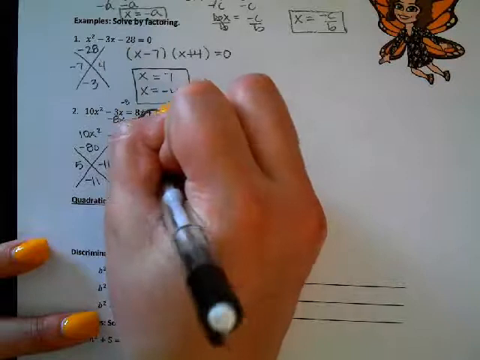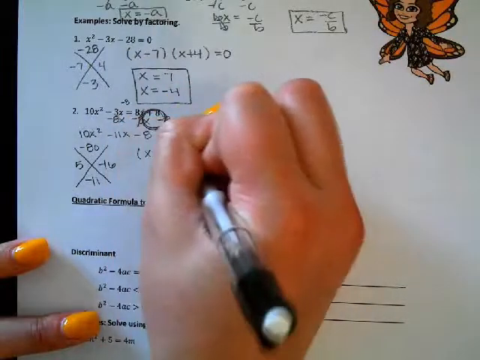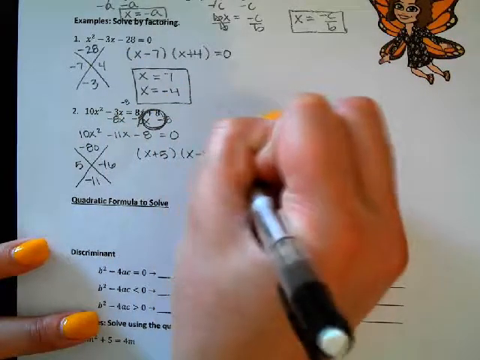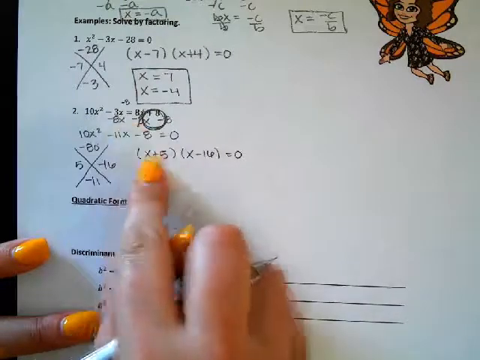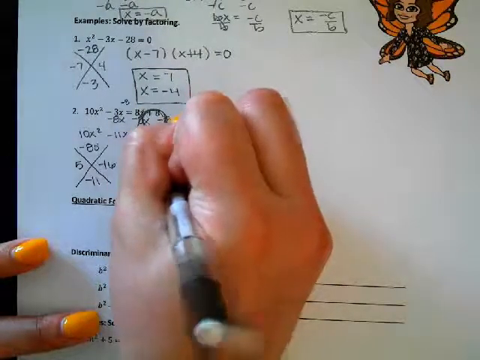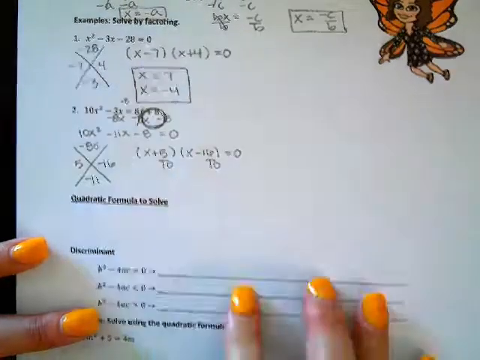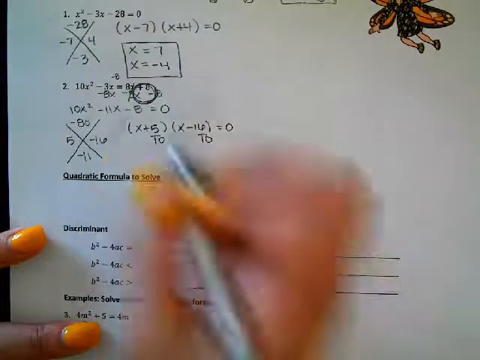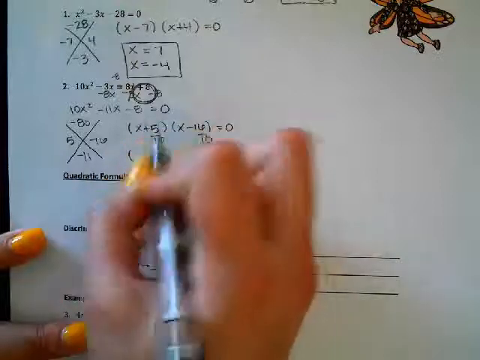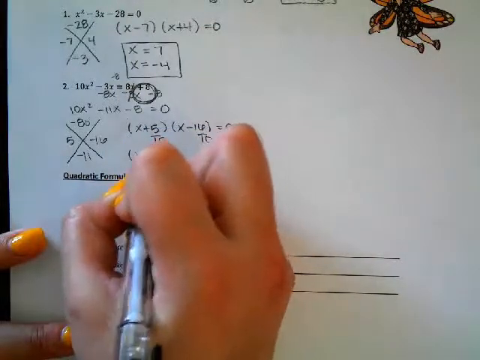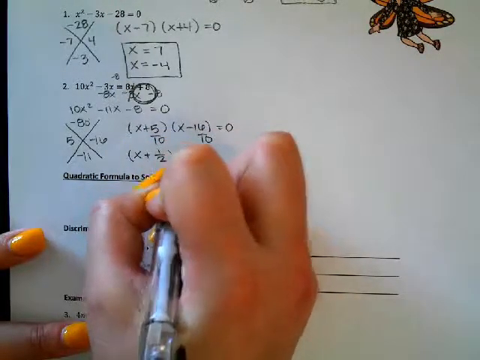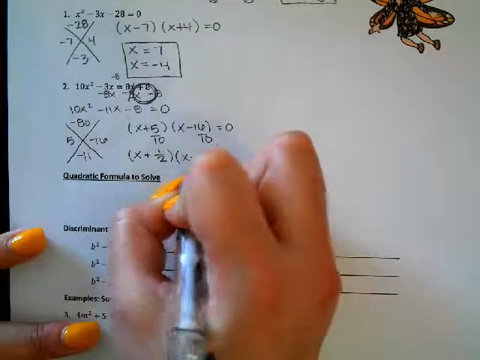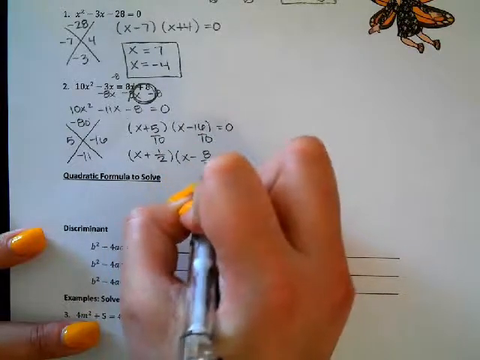X plus 5, x minus 16. So I did the slide part. Now I'm going to divide by 10. You always divide by the number that you slid. I need to reduce the fractions. You always reduce if you can. 5 over 10 becomes 1 over 2. 16 over 10 becomes 8 over 5.